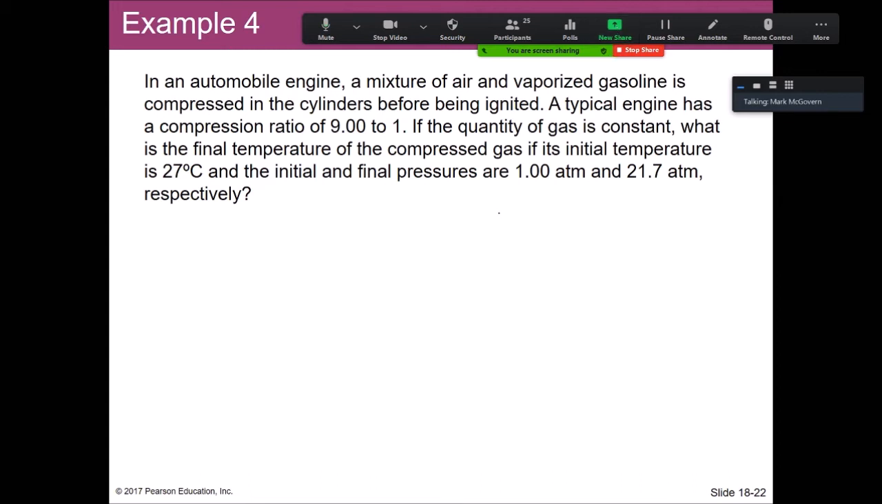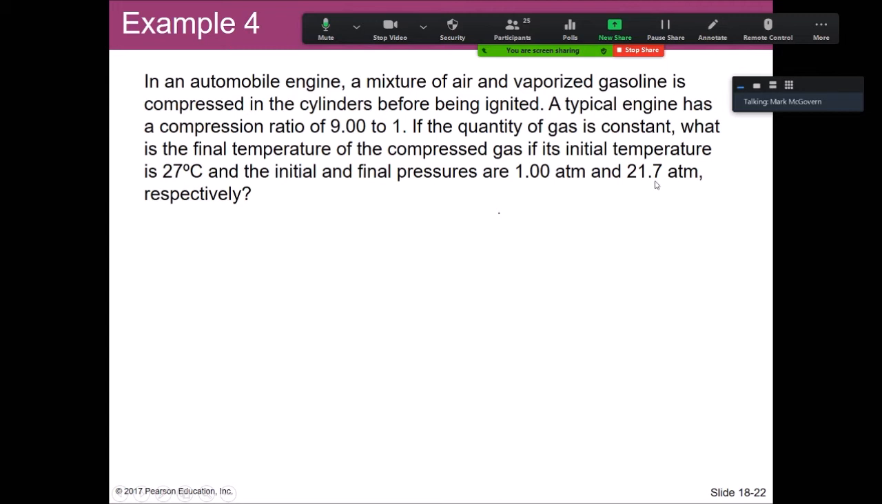Okay. So we know what's going on with volume. You don't need to know the amount of volume, right? All you've got to know is how much it's changed by, if the quantity of gas is constant. I hope so. That would be a very good engine. What is the final temperature of the compressed gas if its initial temperature is 27 C and the initial and final pressures are 1 and 21.7 atmospheres?